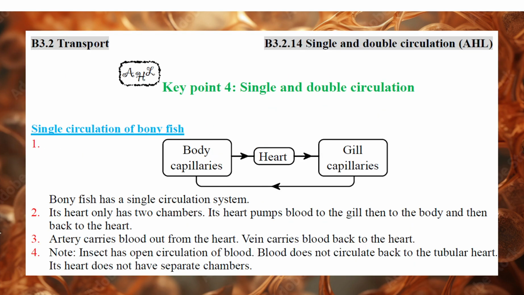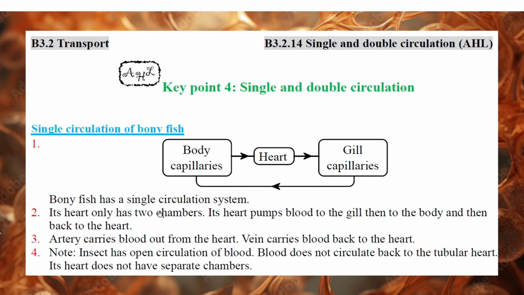And when we talk about single and double circulation of the heart, first of all, we learn something new, which is the fish. For the bony fish, it has only one single circulation. The heart pumps the blood to the gill to get the oxygen, and then goes through the whole body and then goes back. Bony fish has a single circulation system.